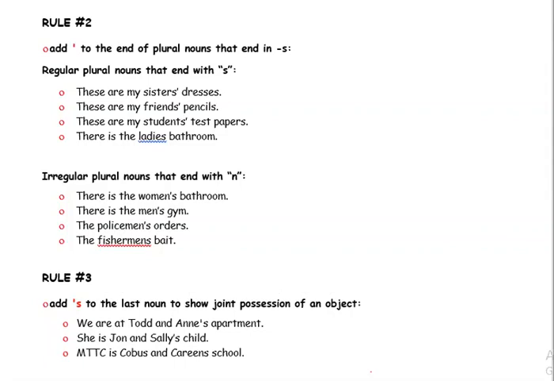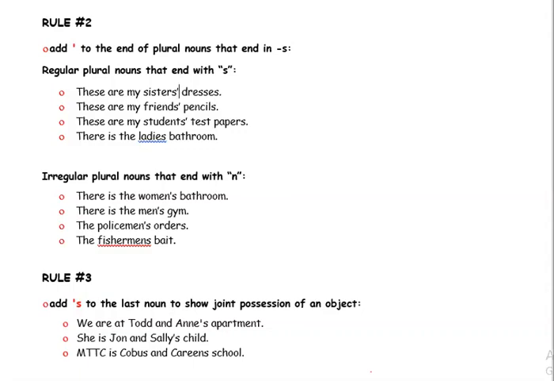All right, let's look at rule number 2. Rule number 2 says, but what if you have many owners? There's more than 1 owner, okay? So you want to show that many people own something. So for example, these are my sisters' dresses. Now, if we want to say that I have many sisters and the dresses belong to all my sisters, then the apostrophe goes after the end of the word.